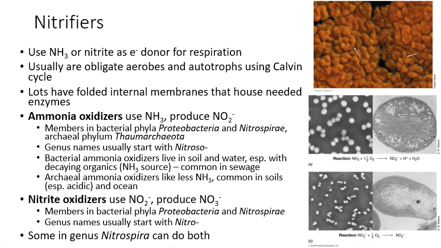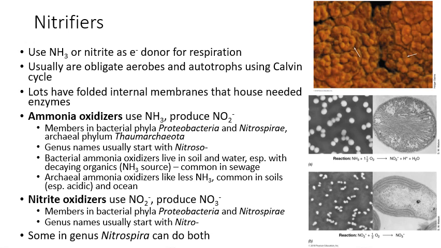There's just one exception for genus Nitrispira in phylum Nitrispirae. Some species in genus Nitrispira can do both ammonia oxidation and nitrite oxidation all in one bacteria. Apart from that, all the genera whose names start with nitro are nitrite oxidizers.